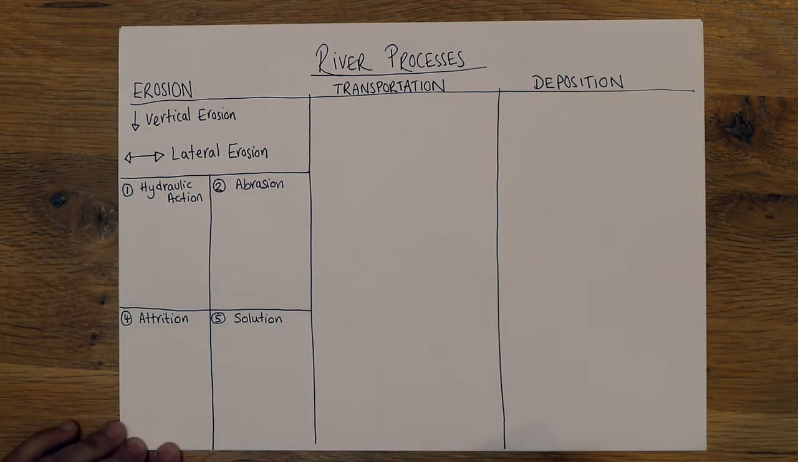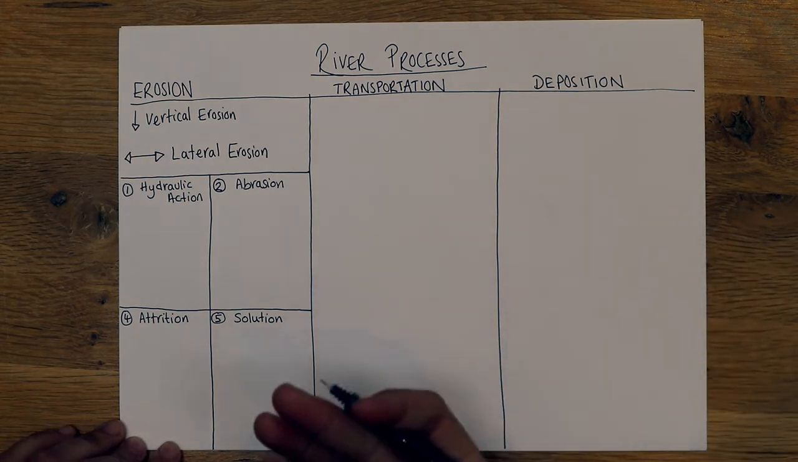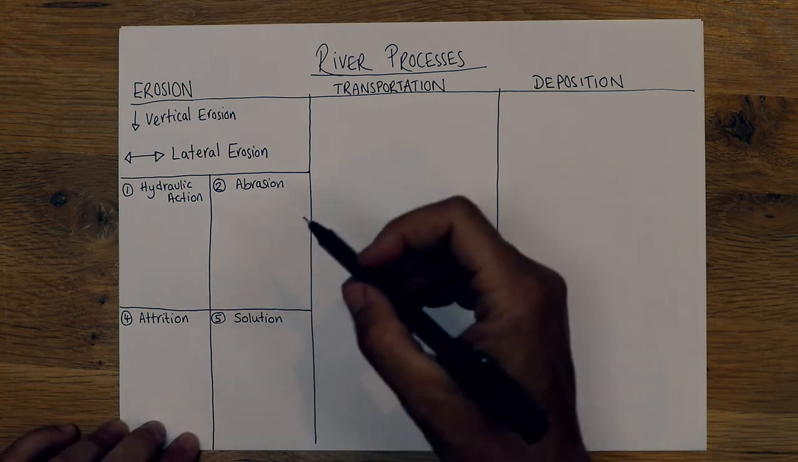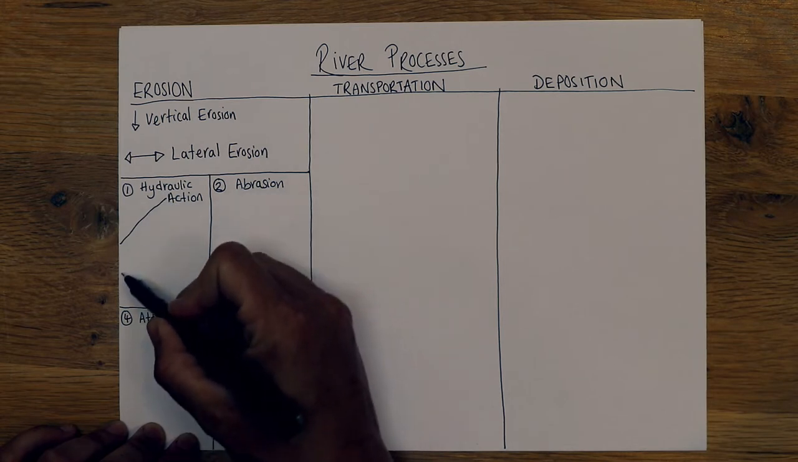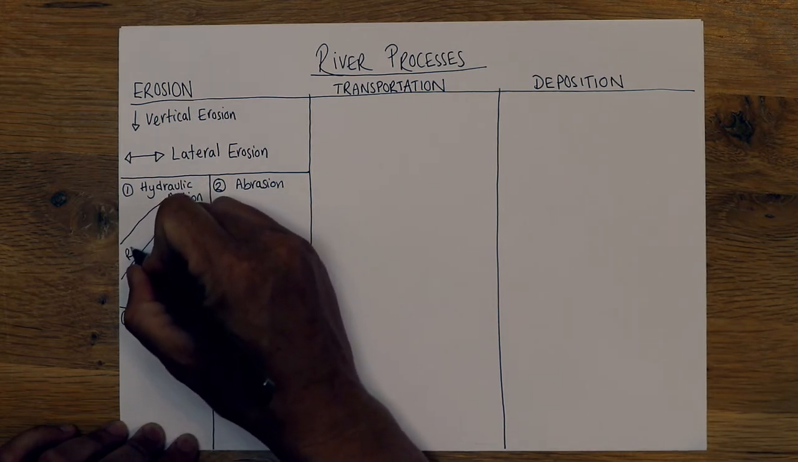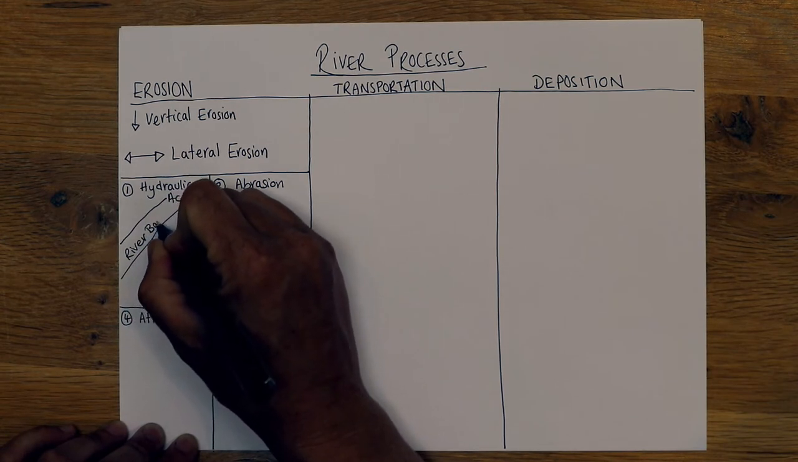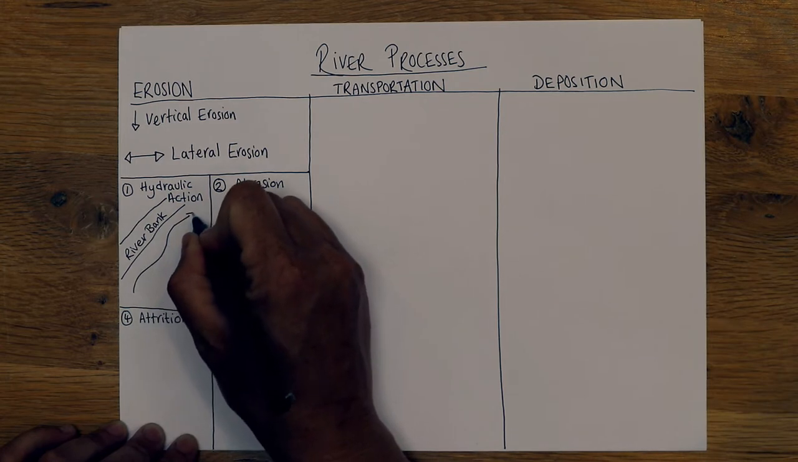Now, to remember those four, sometimes quite difficult. Everyone tends to remember erosion and what happens, but they don't often remember the words. So we're going to draw some pictures. So we're going to draw a line like this. Imagine this is the river bank. So this is the side of the river, and this is the river kind of moving this way.